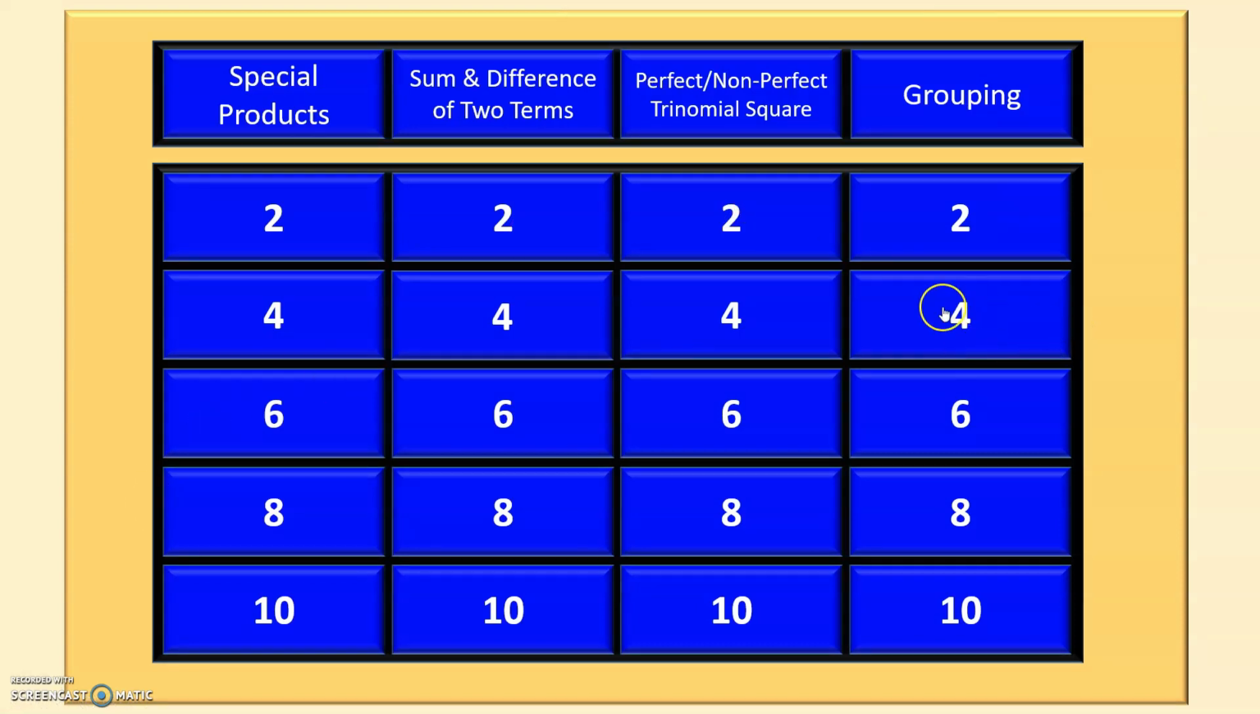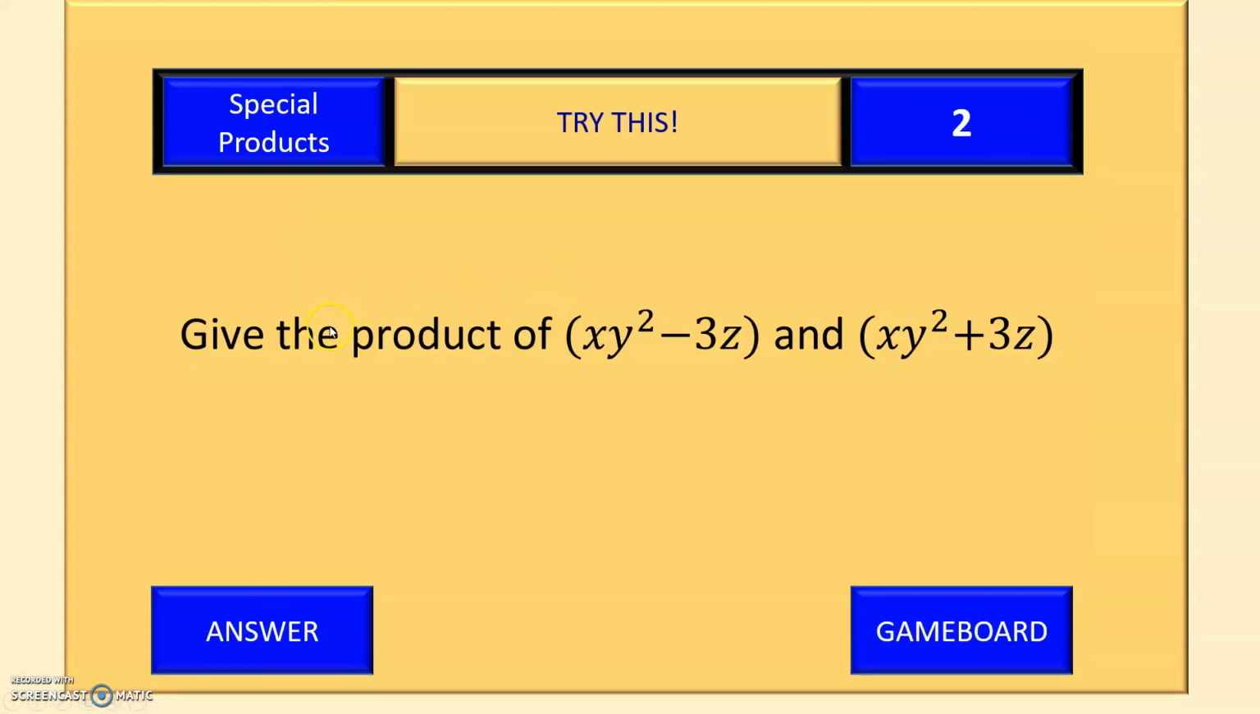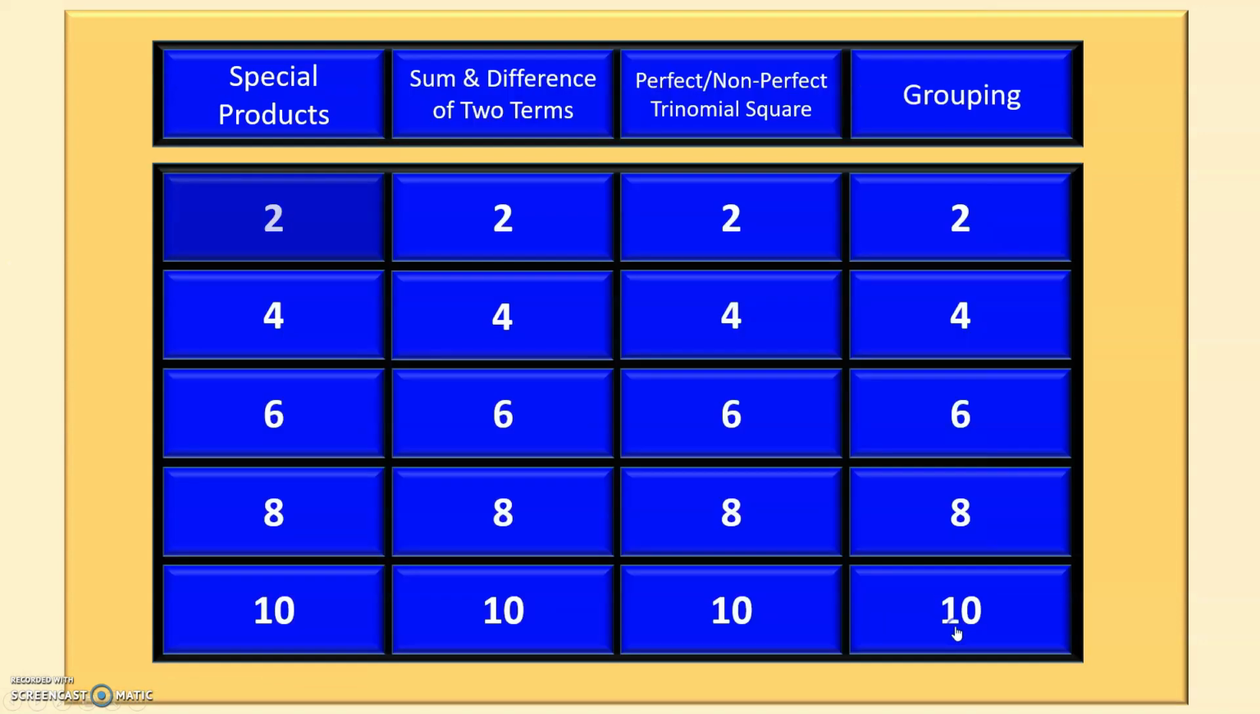Okay, so let's solve special products for 2 points. Okay, the question is, give the product of xy squared minus 3z and xy squared plus 3z. Well, of course, we can do this mentally. So all we have to do is to square the first term and then minus the square of the last term. So that will be x squared y to the 4th minus 9z squared. Okay, back to the game board.